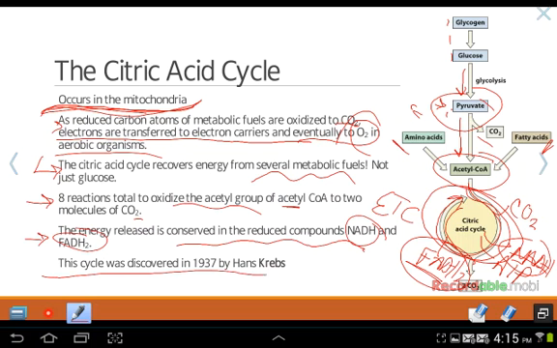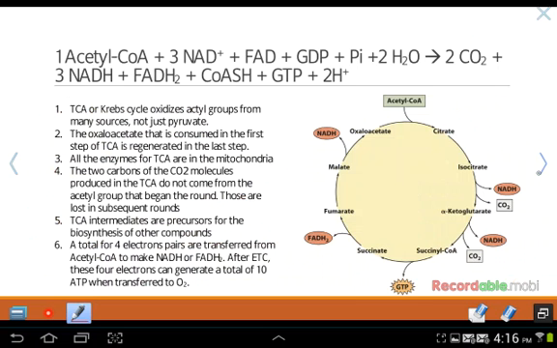This cycle was discovered in 1937 by Hans Krebs, so it's often called the Krebs cycle. We can also call it the tricarboxylic acid cycle, often abbreviated as TCA, which you'll see me abbreviate as TCA often.